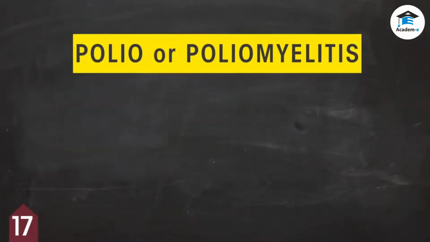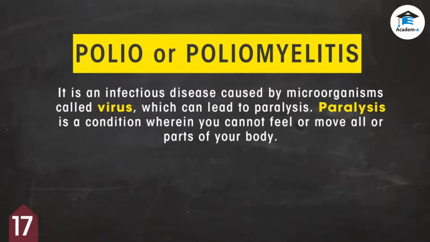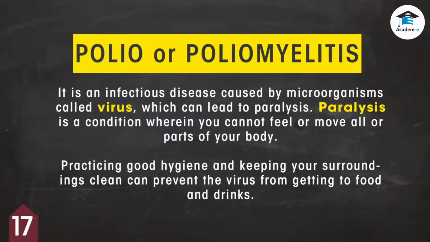Polio or poliomyelitis. It is an infectious disease caused by microorganisms called virus, which can lead to paralysis. Paralysis is a condition wherein you cannot feel or move all or parts of your body. Healthy people can get the disease when the feces and saliva with the virus get to food and drinks. Practicing good hygiene and keeping your surroundings clean can prevent the virus from getting to food and drinks.